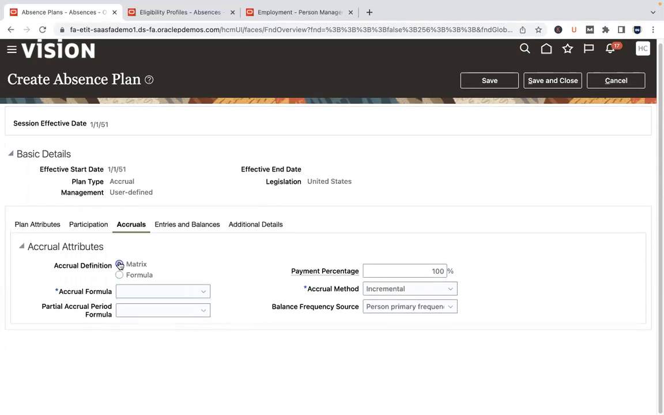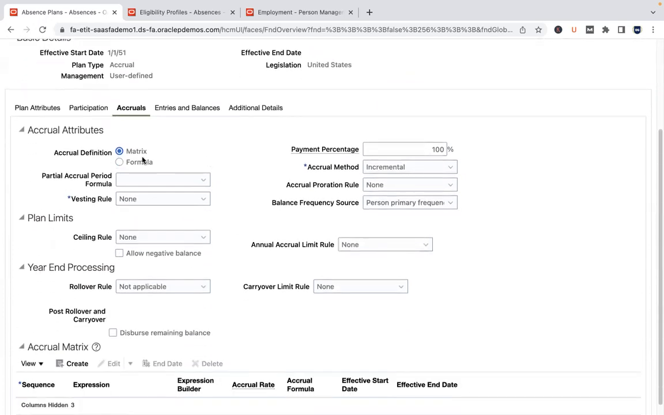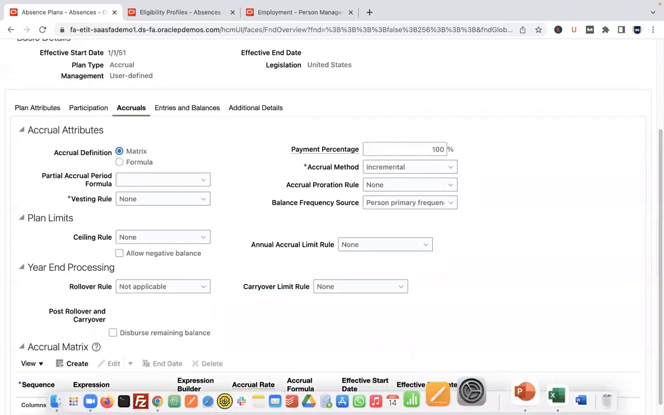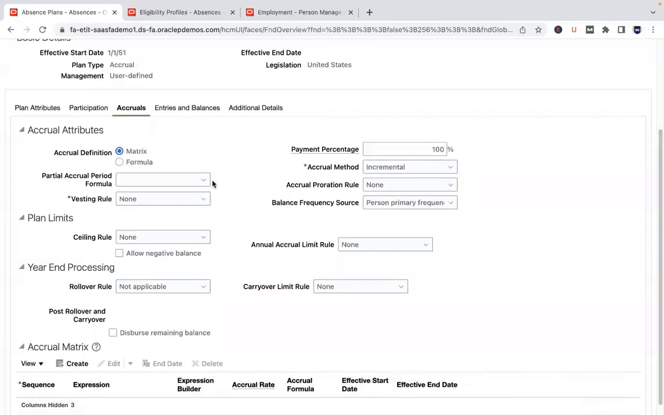Okay, so you can say matrix or a formula. And I say matrix here. You have an option to mention a partial accrual period formula. So we are saying that every employee gets 10 leaves per year, right? But what if an employee has worked only 6 months in a year? How do you want to calculate the partial accruals? Do you want to create any fast formula to deal with it? Yes, you create a fast formula and you can attach it here.